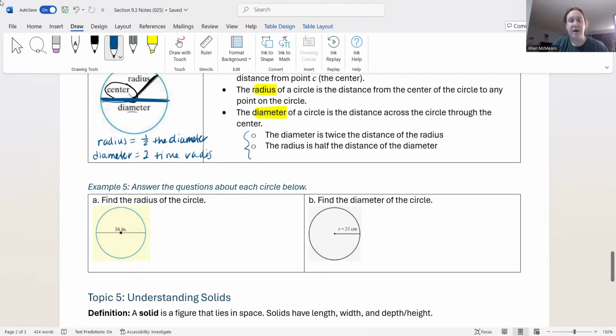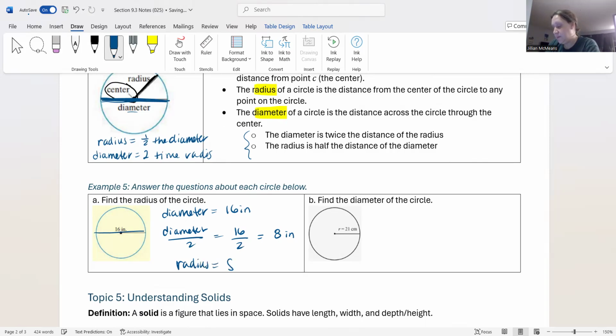Example 5 says, answer the questions about each circle below. For part A, it says, find the radius of the circle. You can see that we're given the diameter. We're told that the diameter is 16 inches. We know that the diameter is twice the radius, and that the radius is half the diameter. So if I take the diameter and divide it by 2, I get 16 divided by 2, or 8 inches. The radius of this circle is 8 inches.